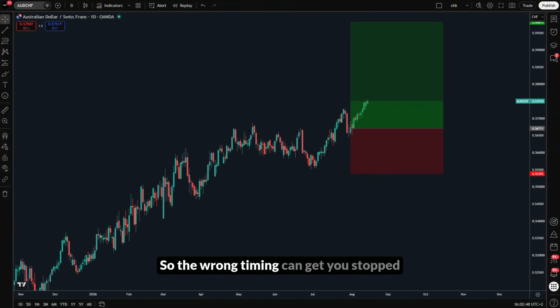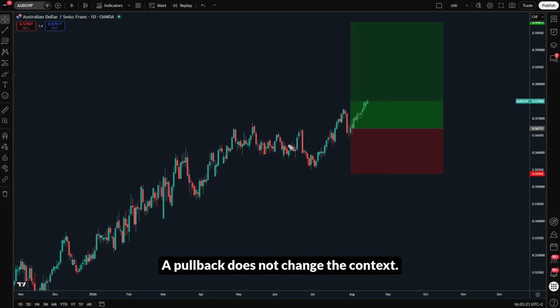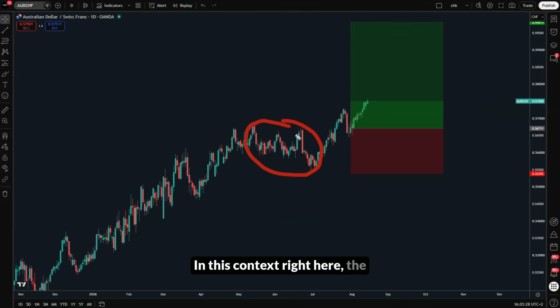So the wrong timing can get you stopped out in a simple technical pullback. A very simple technical pullback, which is what? A corrective structure, from which the breakout then gives you another opportunity to actually position long. The pullback itself does not change the macro thesis behind the trade. A pullback does not change the context, does not change one thing about the macro story. In this context right here, the divergence was still there. The market was just building itself, preparing for the next leg higher.